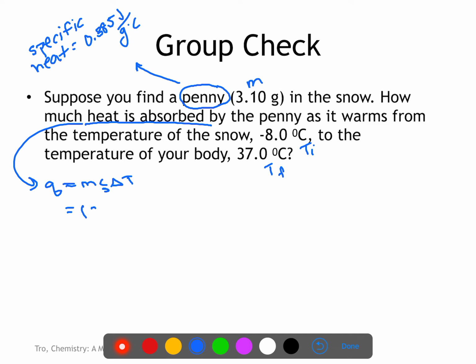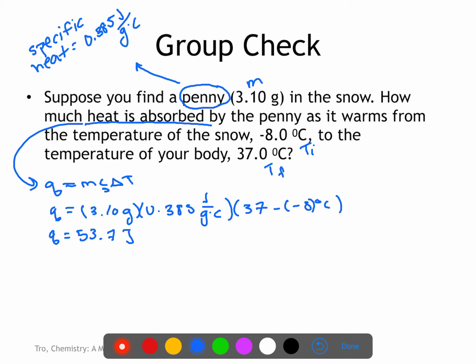So I plug in my mass, 3.10 grams, times 0.385 joules over gram degrees Celsius, times the temperature change, which is 37 minus -8 degrees Celsius, which then equals 53.7 joules. So if you're looking for heat, heat is just in joules. You need to look up the specific heat if it's not given to you or that's not what you're solving for.